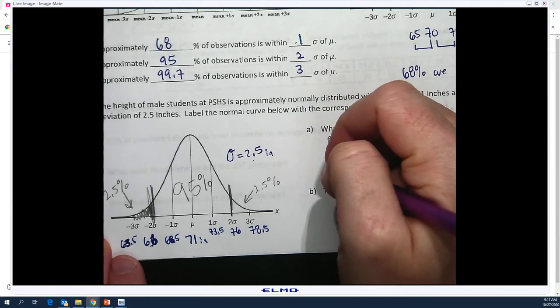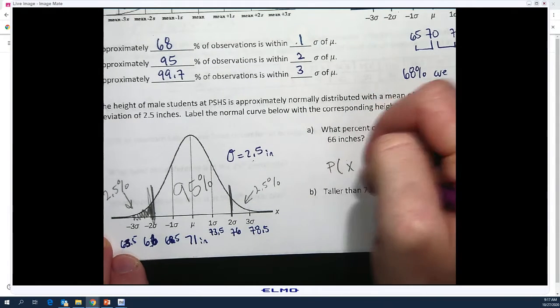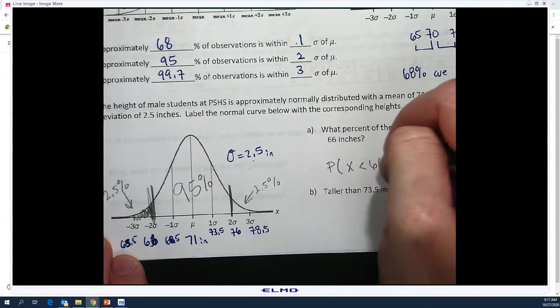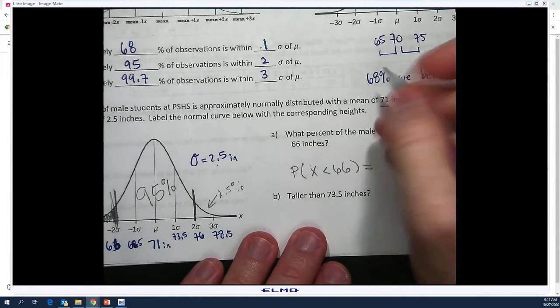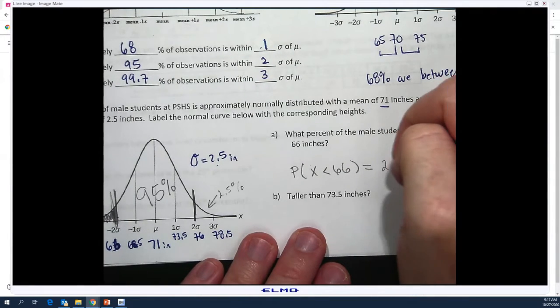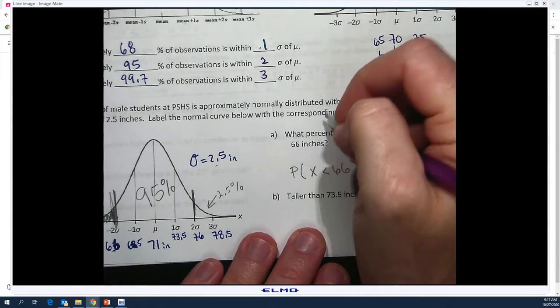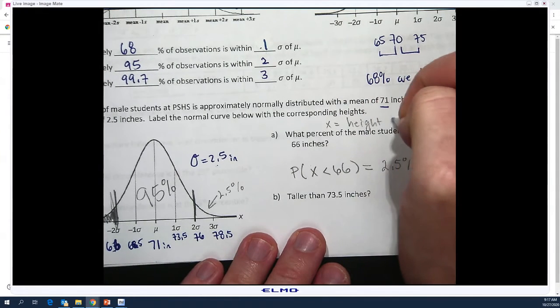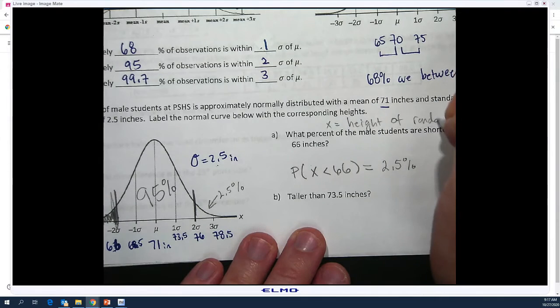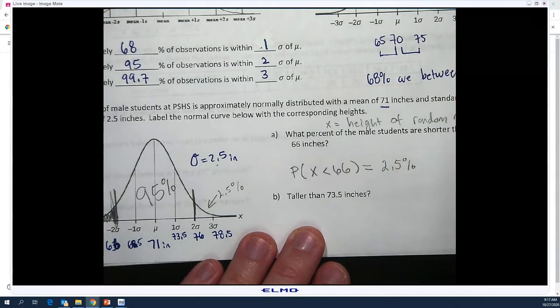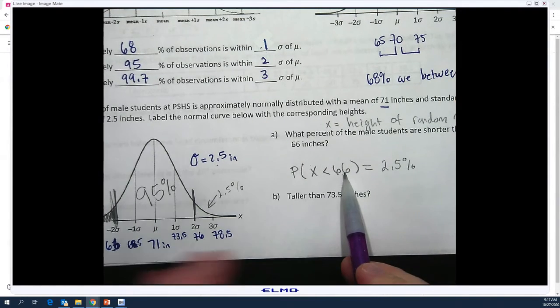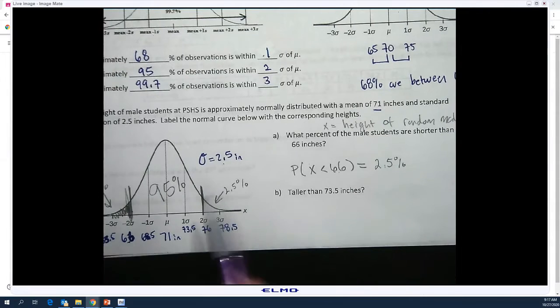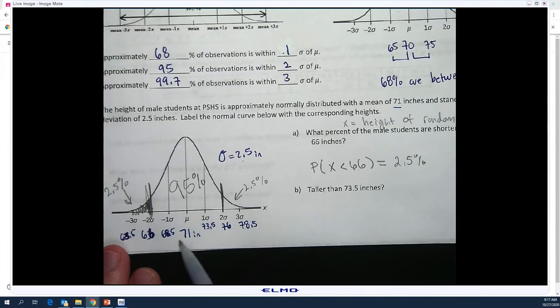2.5%. So the probability that x is less than 66, where x is the height of these random male, is 2.5%. X is equal to height of random male. So the chance of being less than 66 inches tall, apparently, according to this distribution, centered at 71, is 2.5%.